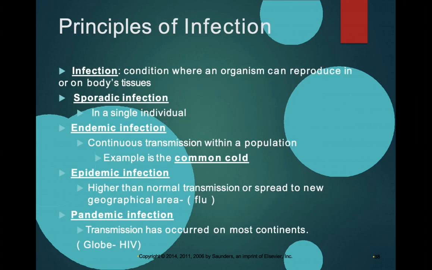And now, going on to the principles of infection. What is an infection? Well, a condition where an organism can reproduce in or on the body tissues. And there's a sporadic infection, which is in a single individual. There's an endemic infection, which is continuous transmission within a given population, such as a common cold. And then there's an epidemic infection, which is a higher than normal transmission or spread to new geographical areas, such as the influenza or the flu.